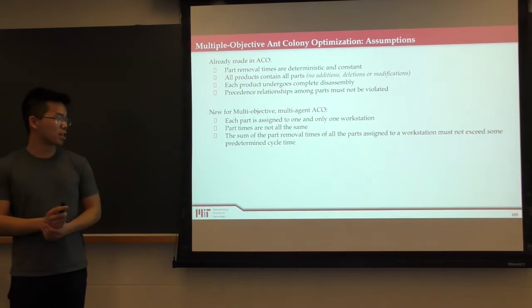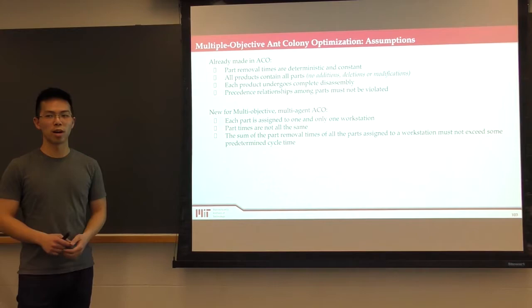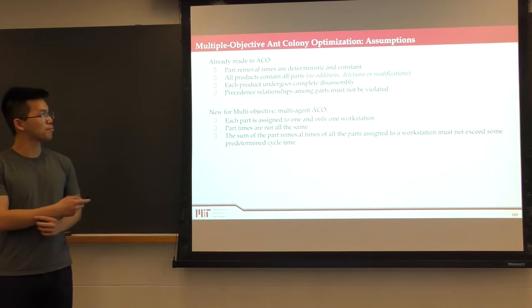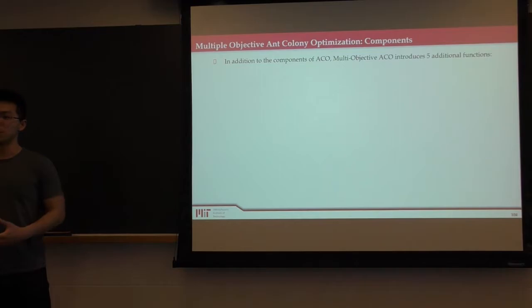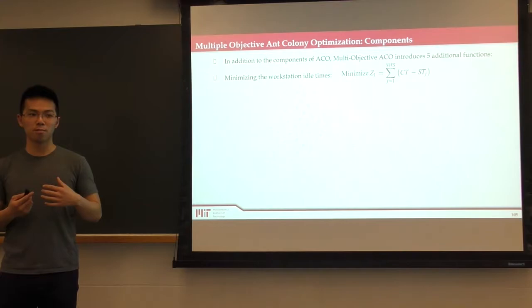And that the sum of the part removal times must not exceed some predetermined cycle time. You don't want to have everything hanging on a single workstation. Great. And so because we have these new objectives we care about, we have to introduce these new cost functions. And so one of the problems that we're trying to address is the disassembly line balancing problem.